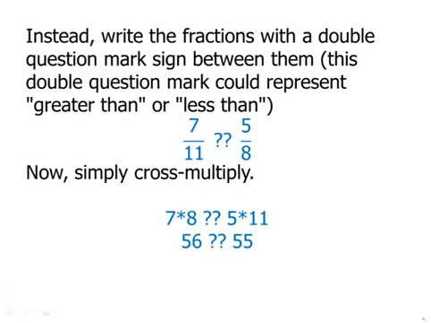7 times 8 is 56. 5 times 11 is 55. Of course, 56 is larger. So, of course, the inequality has to point in the same direction before we cross-multiply. Cross-multiplying, for positive numbers, is not going to change the direction of the inequality. And therefore, this means that 7/11 has to be bigger than 5/8. So again, this can be an enormously simplifying shortcut to compare two fractions.